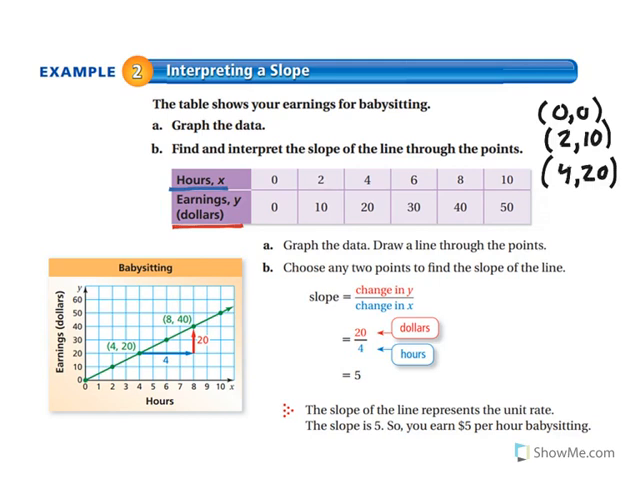Now, when you make one of these lines, you can graph the lines on a coordinate graph that would look like this.